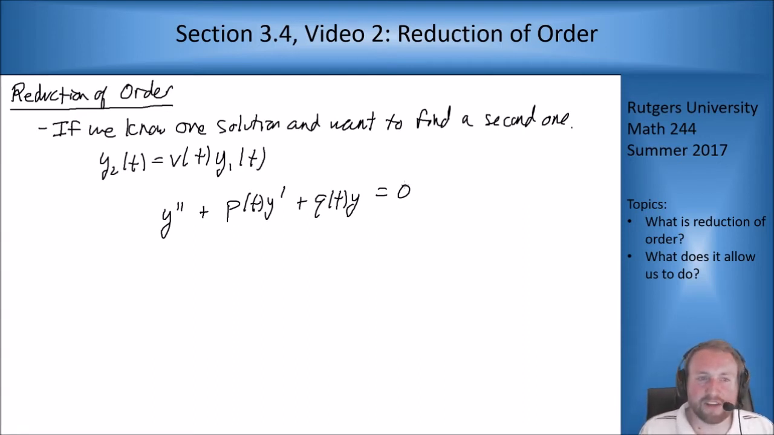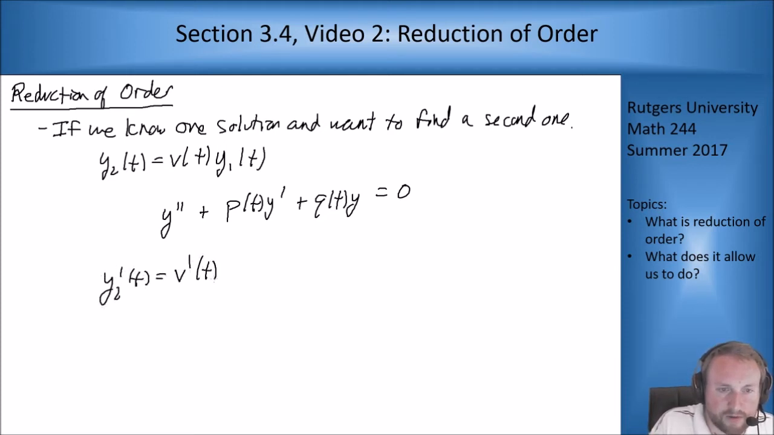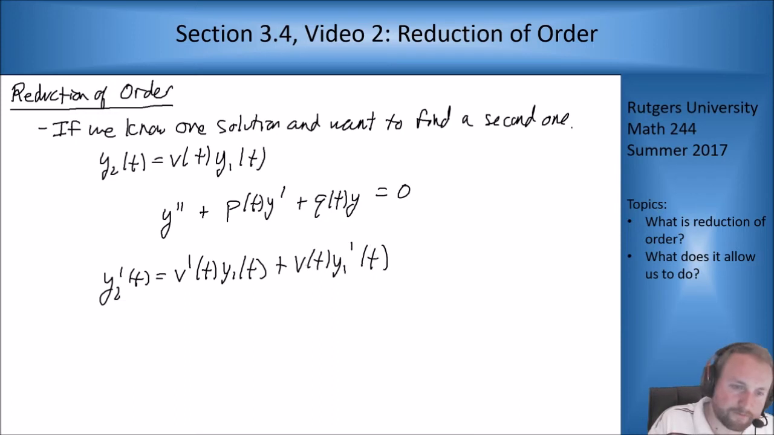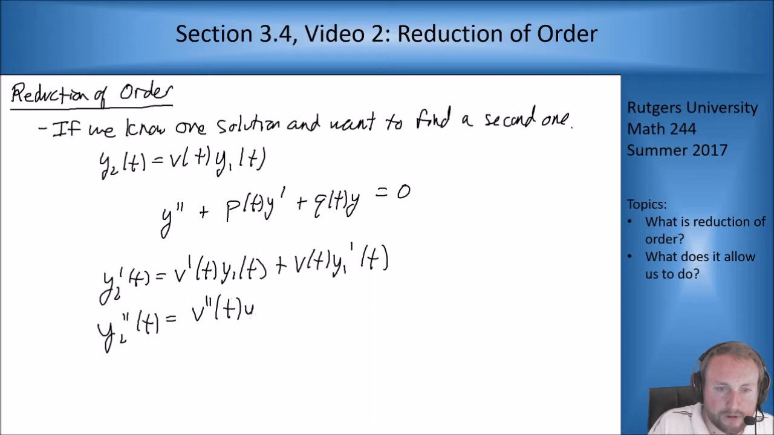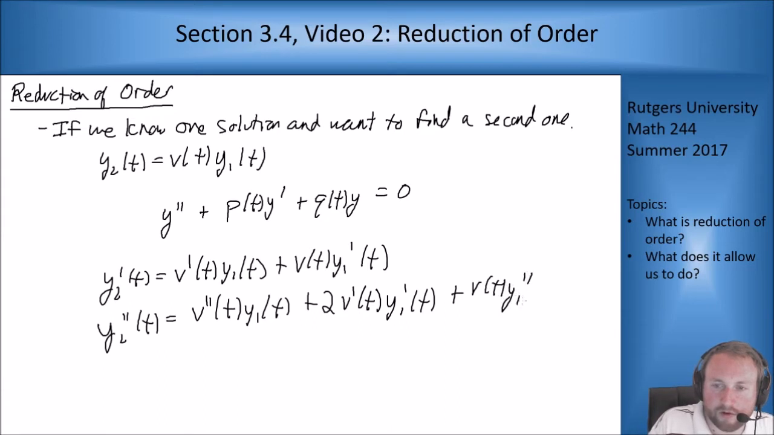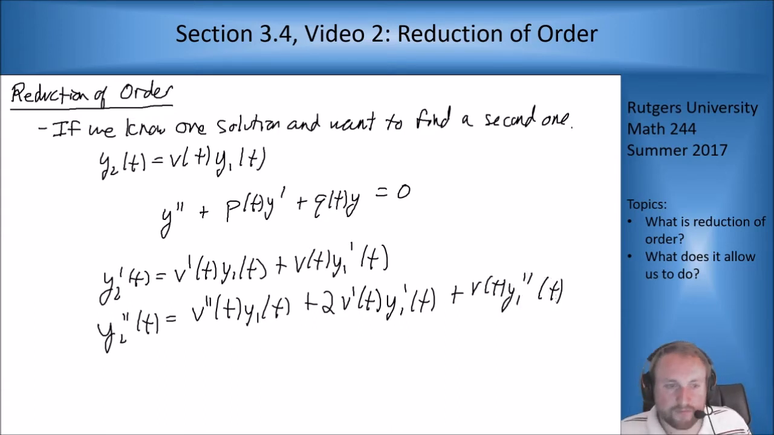Now let's take derivatives of this y2 and plug it in and see what happens. y2 prime of t is going to be v prime of t y1 of t plus v of t y1 prime of t. And y2 double prime of t is going to be v double prime y1 plus 2v prime y1 prime plus v of t y1 double prime of t. And now we're going to plug all of this into our equation.